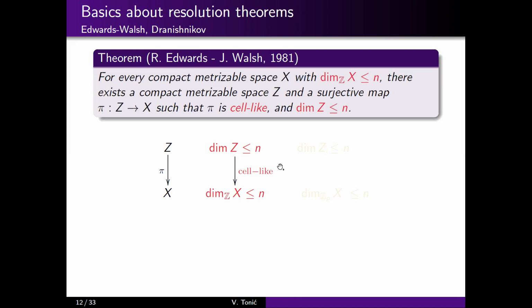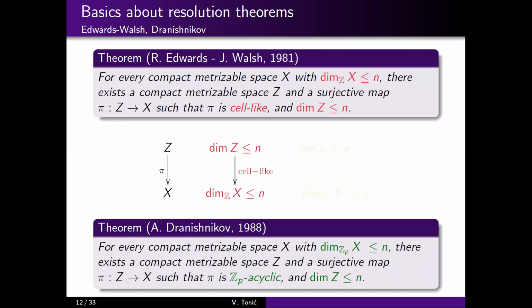And this is important because, remember, Dranishnikov's example gives you the existence of compact metrizable spaces whose dim_Z is finite, but covering dimension is infinite. So the fact that you can produce this Z with finite dimension, together with this theorem, gives you the fact that a cell-like map can raise covering dimension.